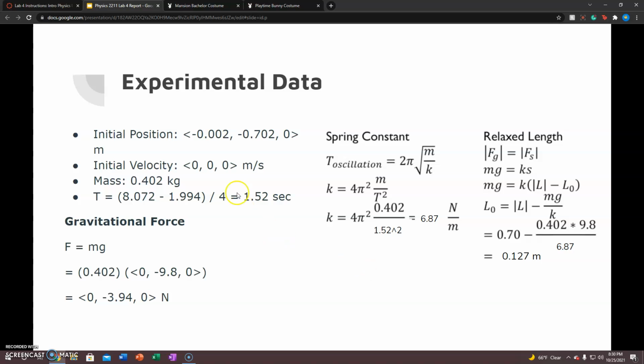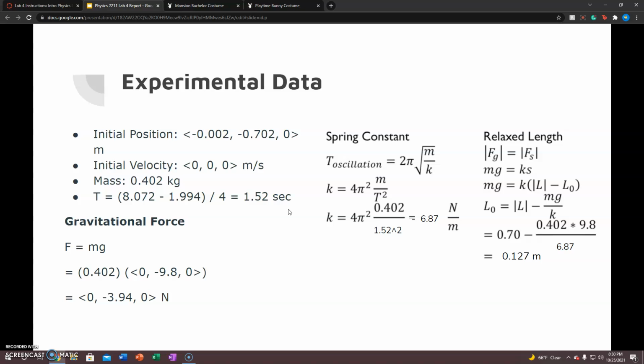So the initial position was negative 0.002 meters in the x direction and negative 0.702 meters in the y direction. And the initial velocity was 0 because the object was at rest. And the mass of the weight was 0.402 kilograms. And then the period of oscillation was (8.072 minus 1.994) divided by 4. So the period was 1.52 seconds.